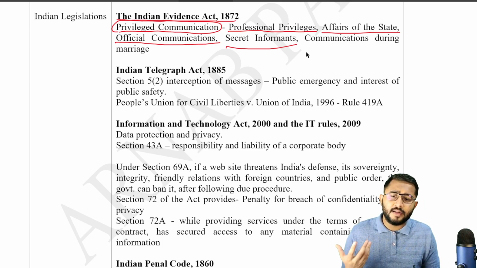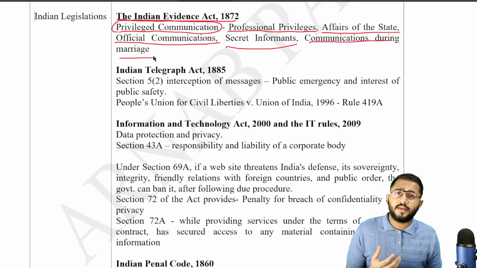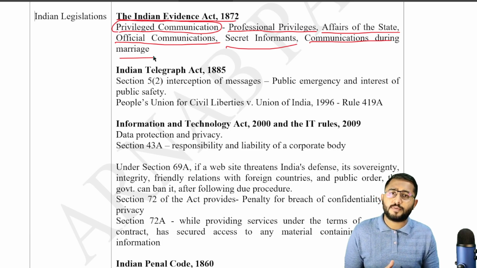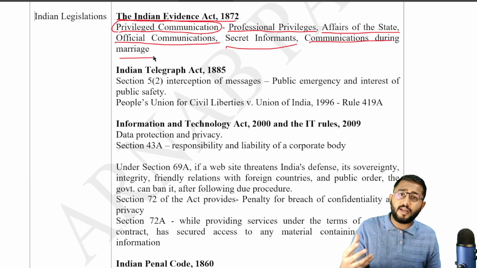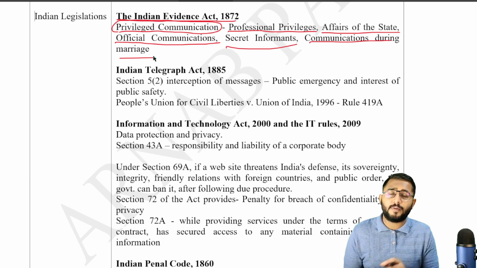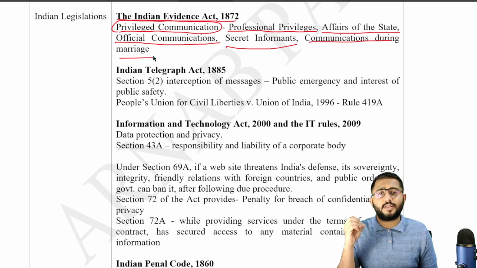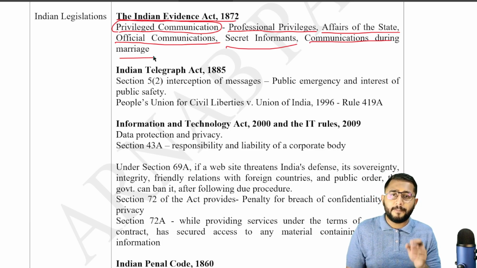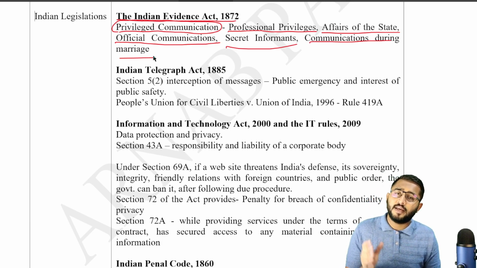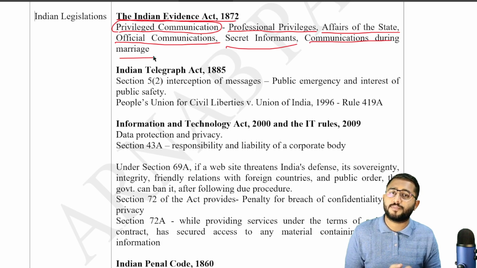And then the final privileged communication talks about communication during marriage. It says that a communication that happens between a husband and a wife during their marriage, or if this communication is to be revealed after their marriage, it has to be with consent from both sides. बिना consent के, चाहे ये information confidential हो या ना हो, marriage के time पे जो बात करी गई थी, that is also regarded as a privileged communication.